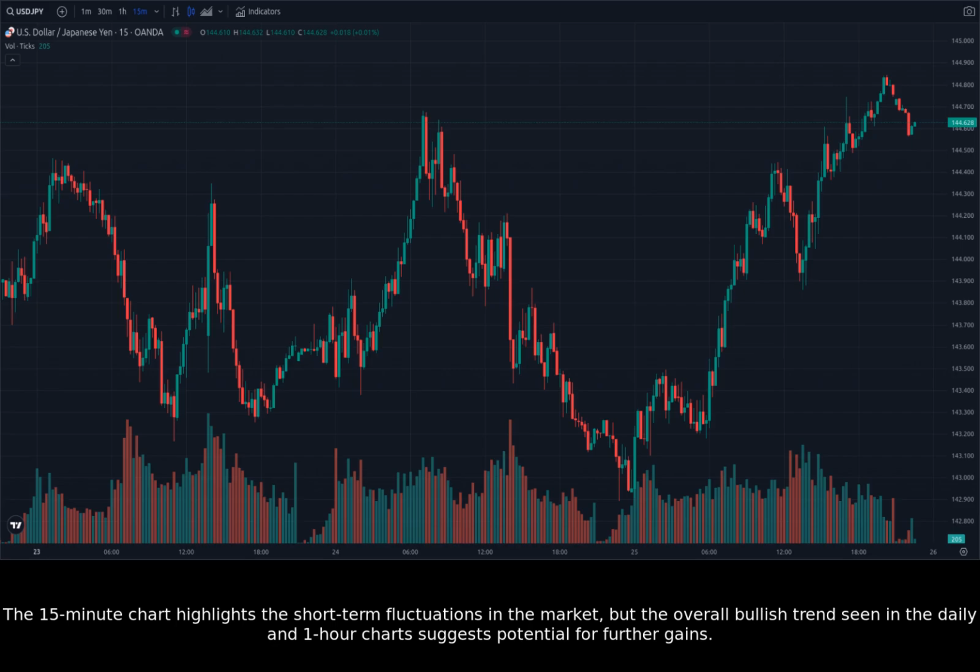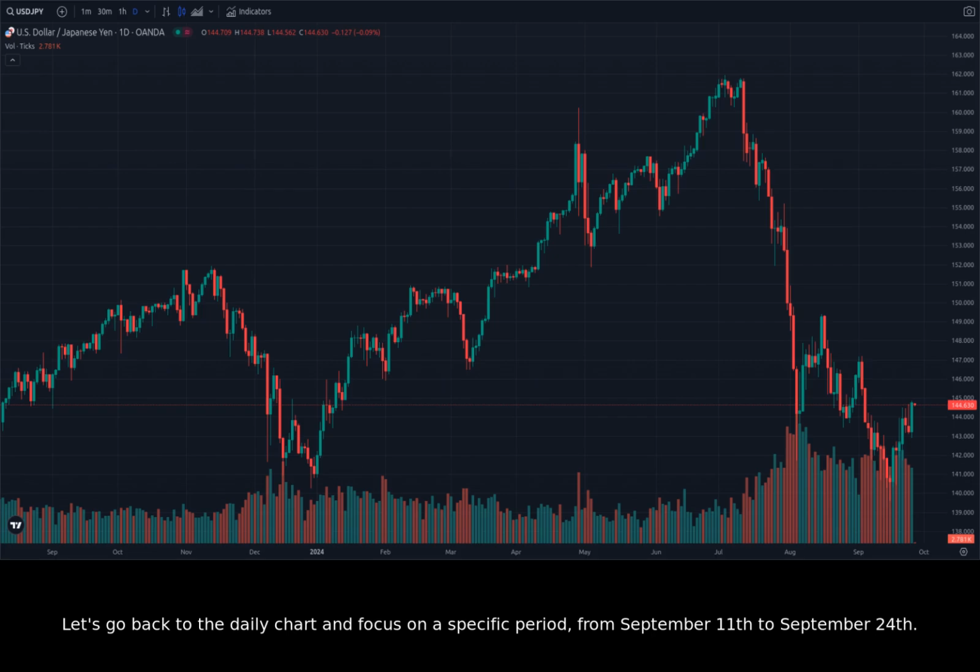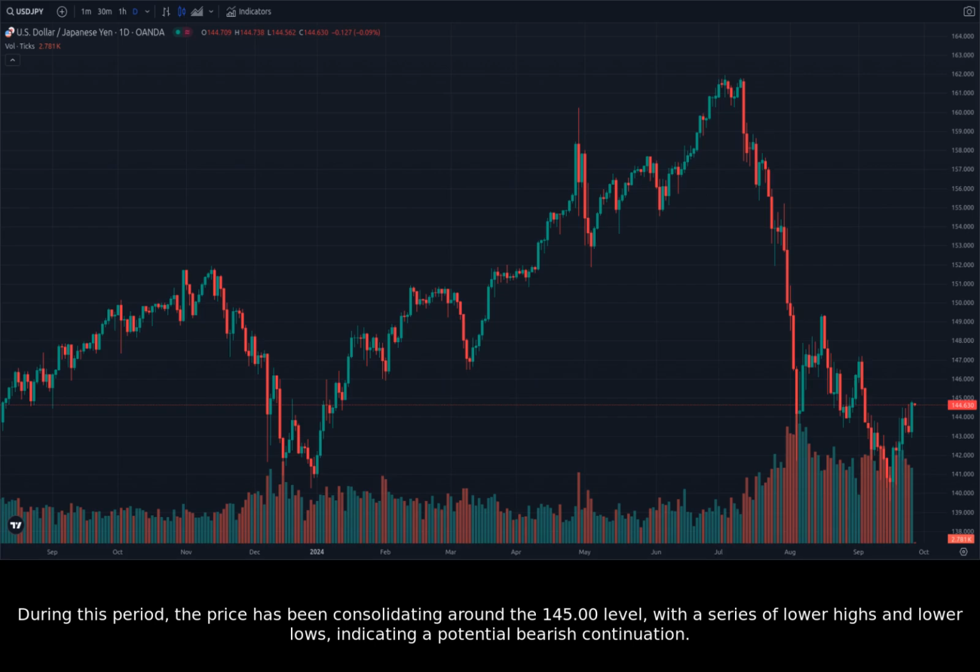The 15-minute chart highlights the short-term fluctuations in the market, but the overall bullish trend seen in the daily and 1-hour charts suggests potential for further gains. Let's go back to the daily chart and focus on a specific period, from September 11th to September 24th. During this period, the price has been consolidating around the 145.00 level, with a series of lower highs and lower lows, indicating a potential bearish continuation.